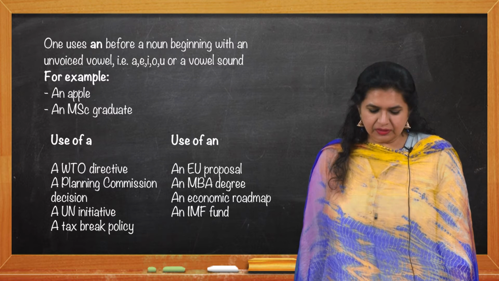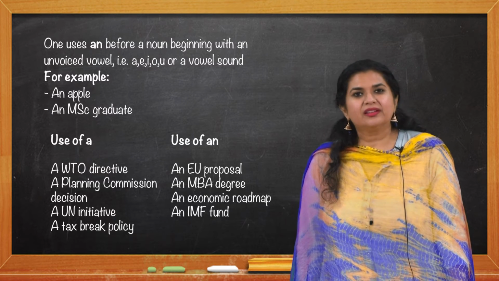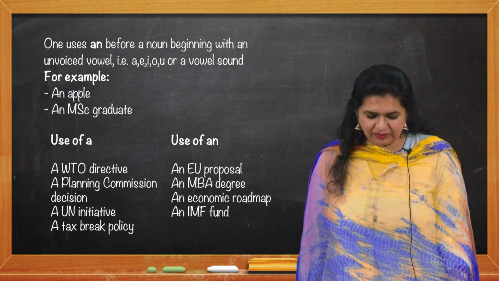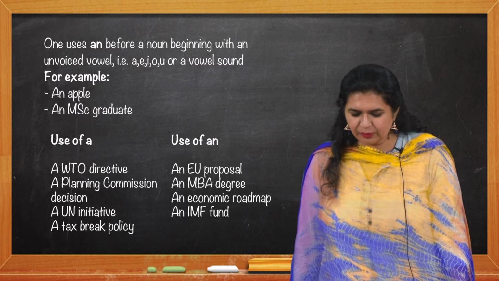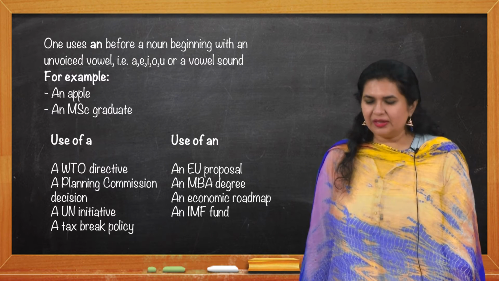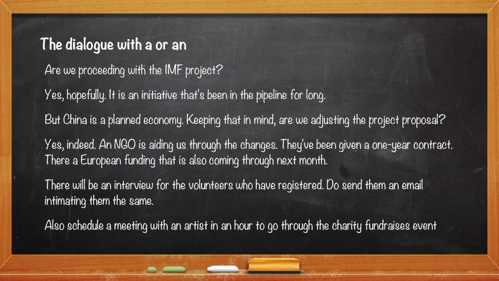Use of a WTO directive, a planning commission decision, a UN initiative, a tax break policy, and use of an EU proposal, an MBA degree, an economic roadmap, an IMF fund. So, these are the examples. Here look at this dialogue and look at the usage of a and an.